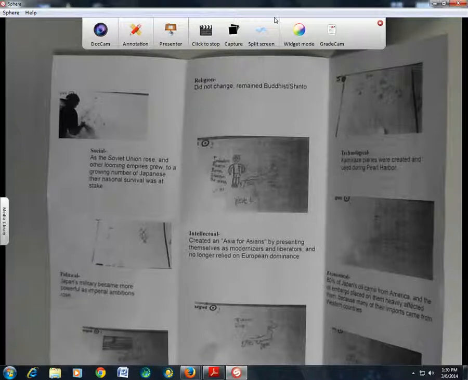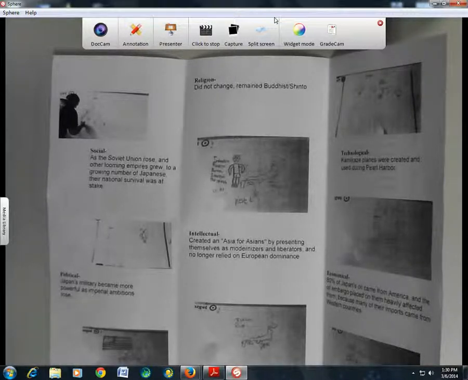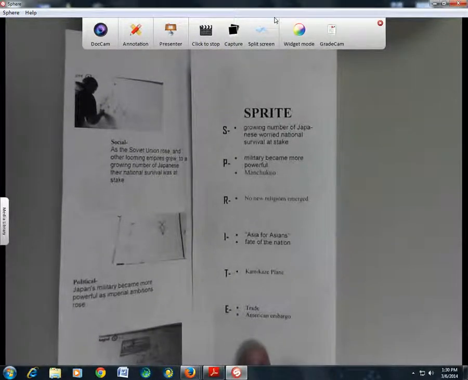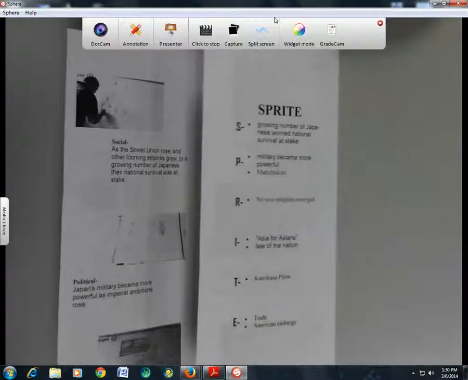They probably could have gone a little bit further with that. I don't know if we necessarily call that technology because planes already existed, but nevertheless, they were trying to cover all their categories. They talked about religion here, that religion did not change. It remained Buddhist/Shinto. Intellectual, they created in Asia for Asians by presenting themselves as modernized liberators and no longer relied on European dominance. So they got the idea, and then on the back here, they even re-emphasized their points from their film. This was an example of one that's done pretty well.